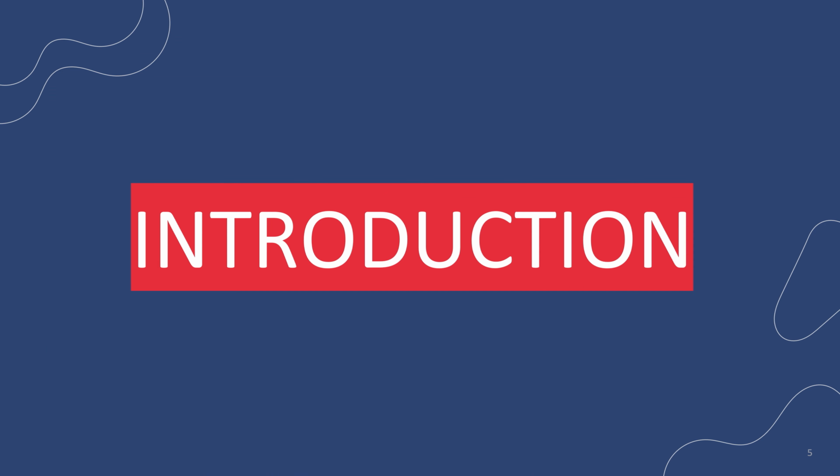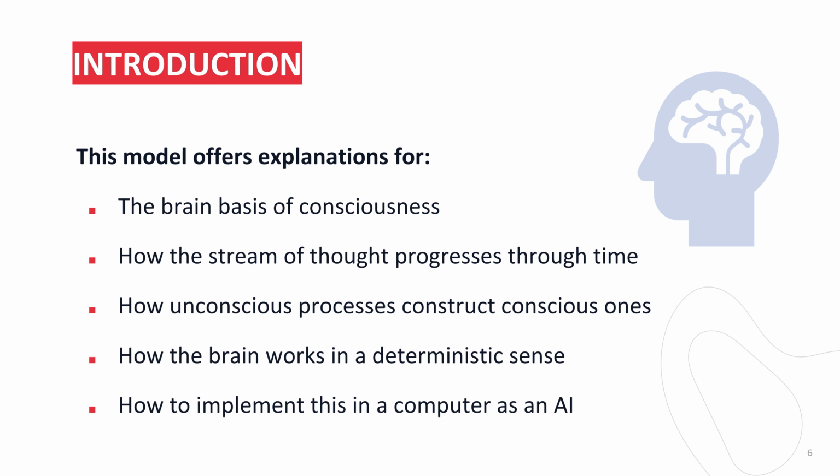Let's start with an introduction. This model offers explanations for the brain basis of consciousness, how the stream of thought progresses through time, how unconscious processes construct conscious ones, how the brain works in a deterministic sense, and how to implement this in a computer as an AI. This work elaborates on these issues while assimilating current theoretical approaches and remaining consistent with prevailing knowledge.